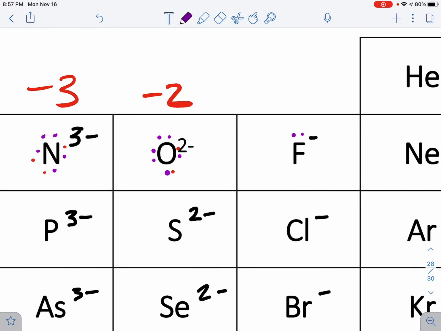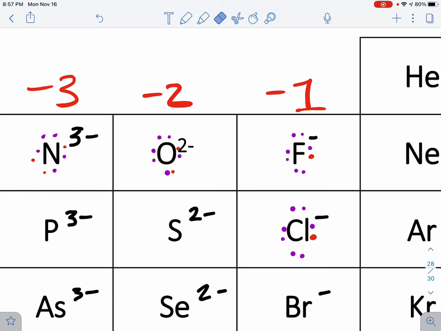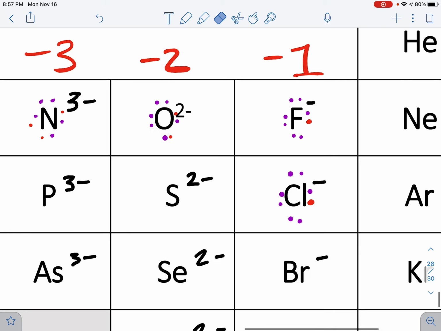Fluorine has 1, 2, 3, 4, 5, 6, 7 electrons. I don't know why I put that one in a weird spot. 7 electrons. So we only need to add 1 more electron, and that's why it's going to be -1 for that group. So we can use this logic for any of these. We can take the same setup and apply it to chlorine or any of these other spots. And I see that it's not quite what I thought it was.